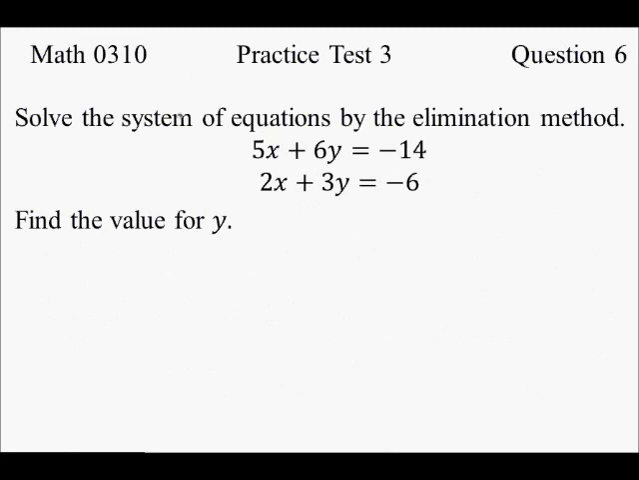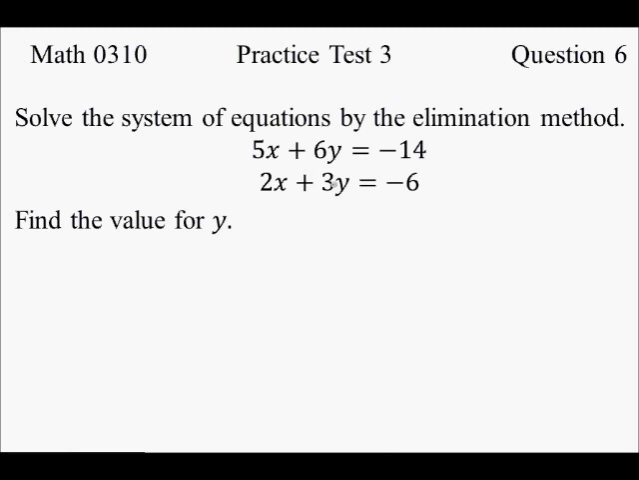Question 6 says solve the system of equations by the elimination method, and we're going to be finding the value for y. So if we look here, we want to see which variable is going to be easier to eliminate, looking at the common multiples. Thinking of x, the least common multiple of 2 and 5 would be 10, so we would need to multiply both equations to get 10 and minus 10.